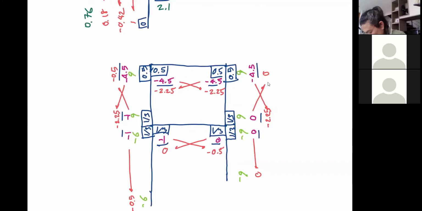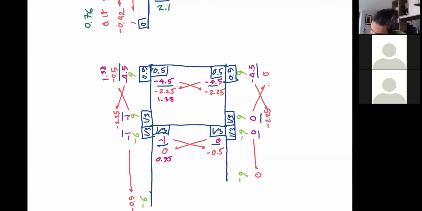Okay. We have 2.25 here and then minus 0.5. So basically it's a minus 2.75. So we need about 1.38. Okay, and here we have a total of 2.25, so minus 2.25. So that means it's 3/4 each, because that's 9/4, right?